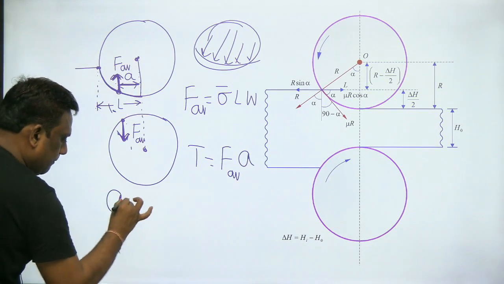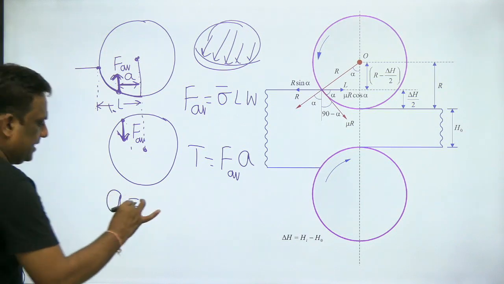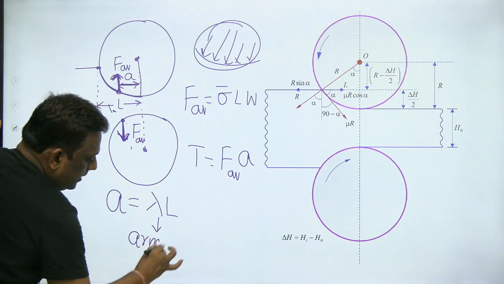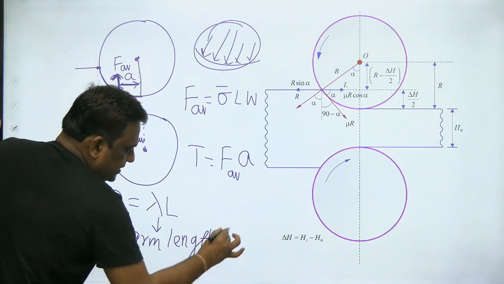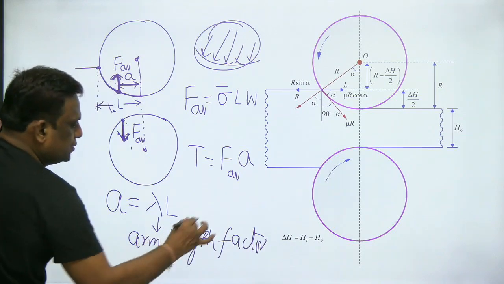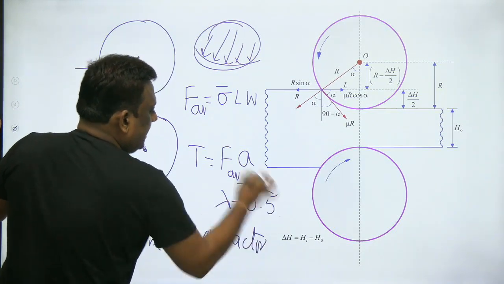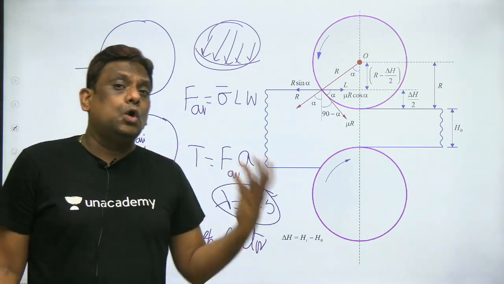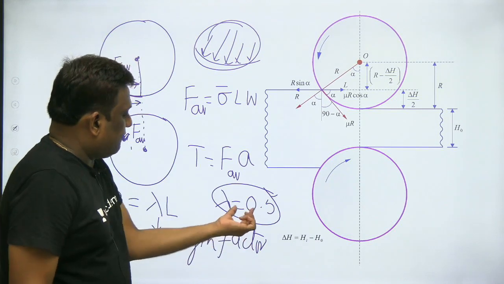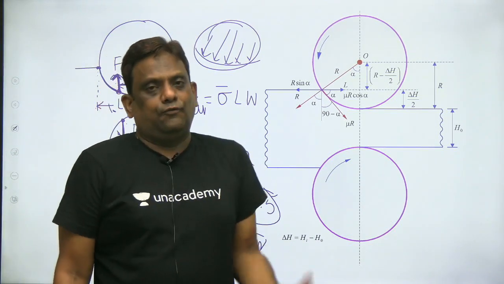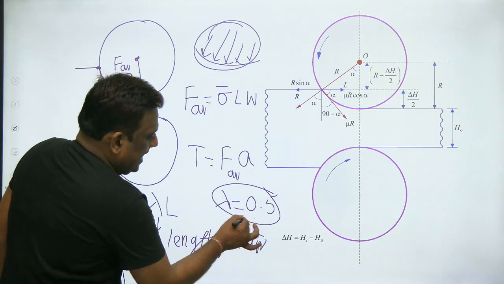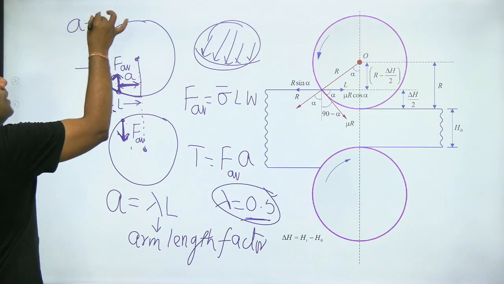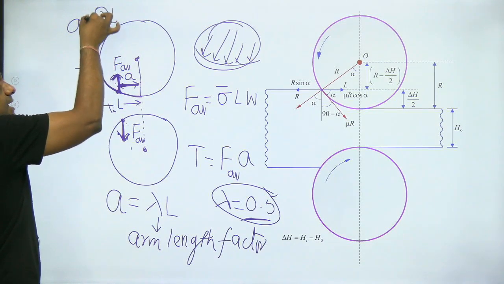And that A is given, based on experiments, as lambda L, and this lambda is known as arm length factor. If nothing is given, we take that lambda as 0.5, because this lambda varies with respect to the type of rolling, whether it is cold rolling or hot rolling. So in cold rolling, it is roughly 0.5, and in hot rolling, it is 0.4 to 0.45. But if nothing is given, you take lambda as 0.5. फिर से बता रहा हूं, सुनो, this A is equal to lambda L, lambda being the arm length factor.